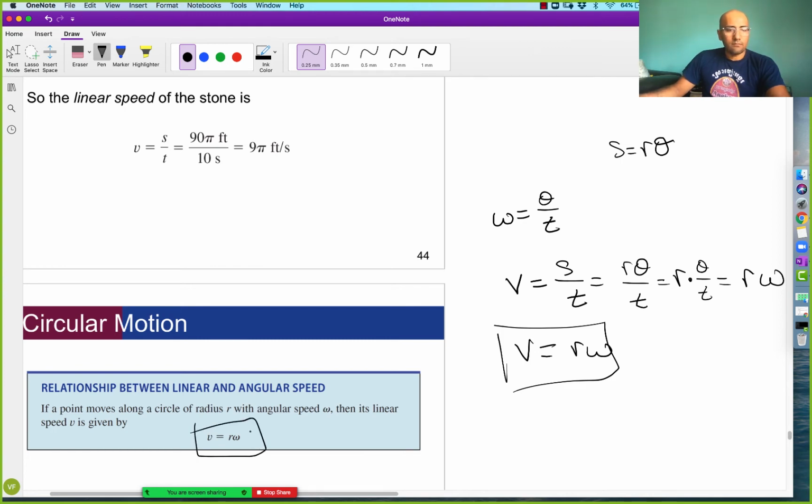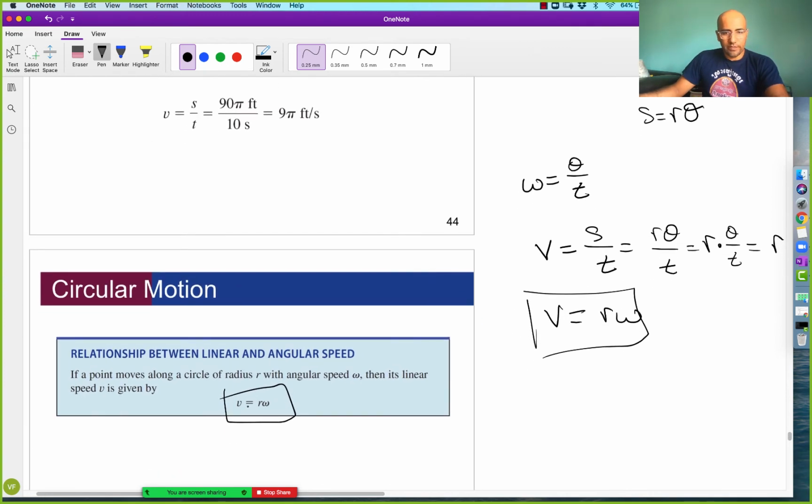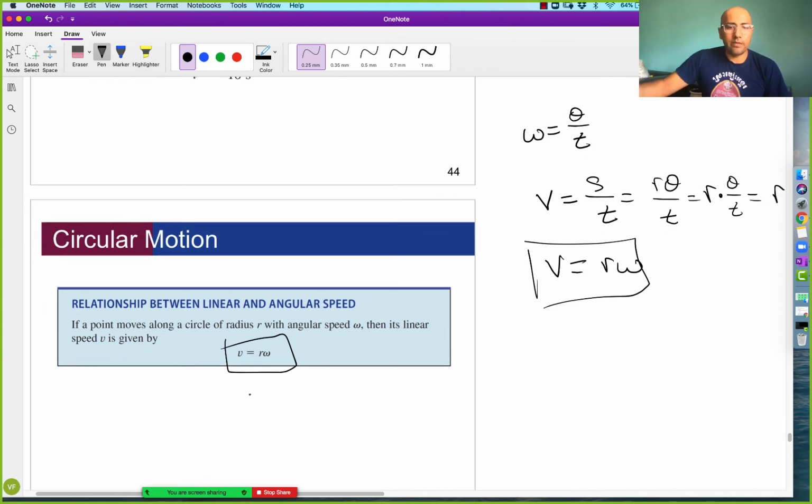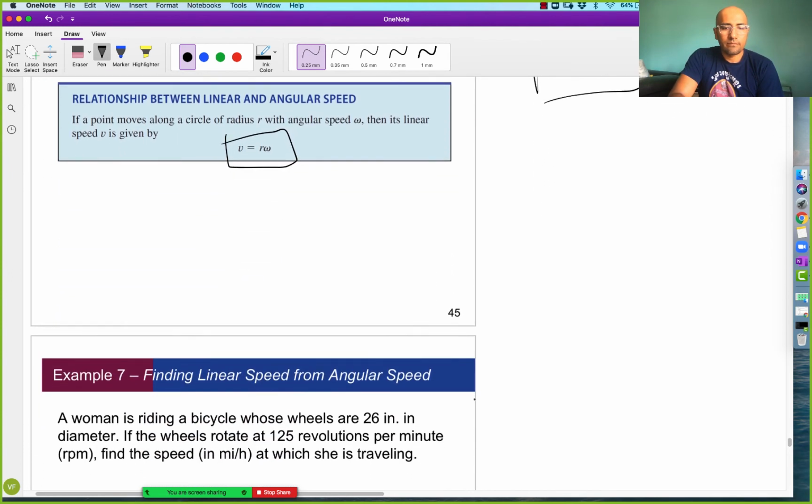A point moves along a circle of radius r with angular speed w, then its linear speed v is given by r times w. Good. So a woman is riding a bicycle whose wheels are 26 inches in diameter. So we have the radius r in inches. If the wheel rotates at 125 revolutions per minute, find the speed in miles per hour at which she is traveling.